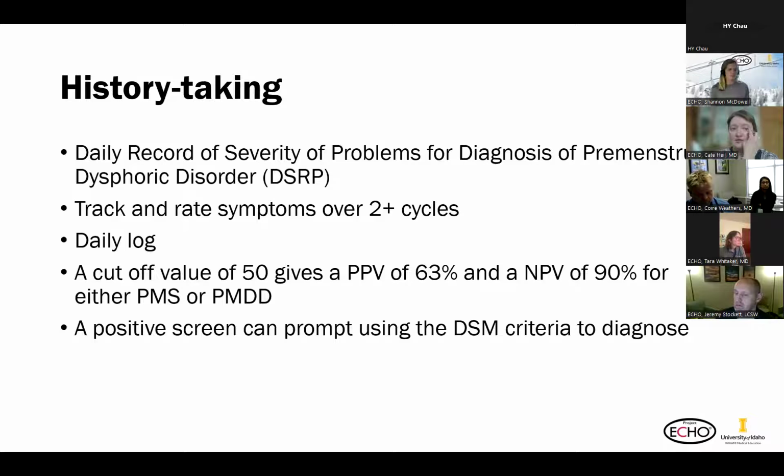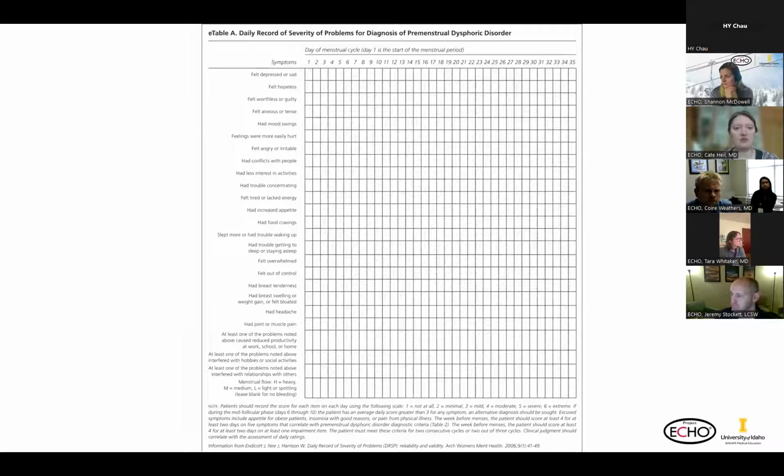And then we score it, and a cutoff value of 50 or more gives a positive predictive value of 63% and a negative predictive value of 90% for either PMS or PMDD. And then if that person does screen positive, we can go through the DSM criteria with them to give a diagnosis. So this is what the DSRP looks like. You have the days of the menstrual cycle here, and then the different symptoms, which, if you see, are both psychiatric and physical.